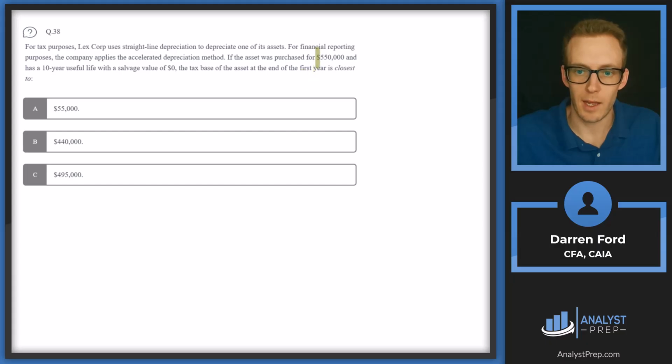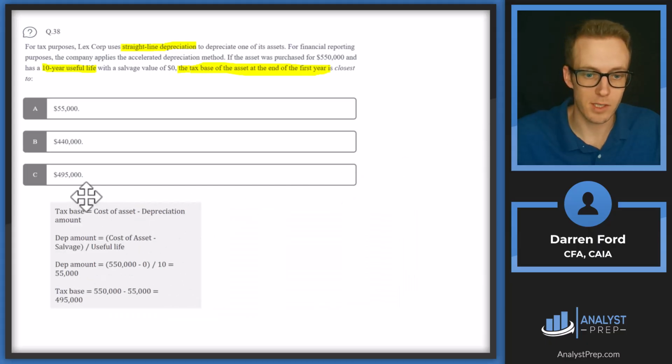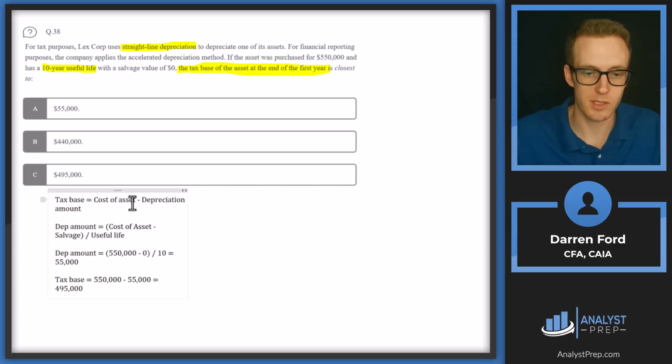So we're looking at the tax base of the asset at the end of the first year. We're doing 10-year straight-line depreciation to depreciate that asset. So our tax base is basically going to be the cost of the asset minus that depreciation amount, since we're depreciating 1 year, and then at the end of that first year, that'll be our tax base asset.